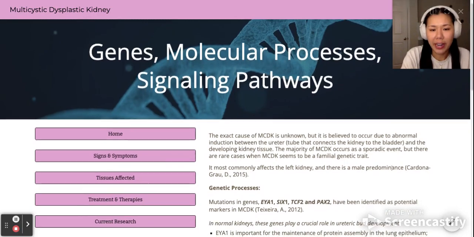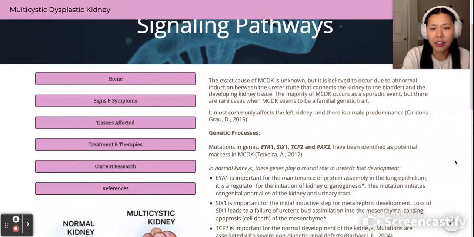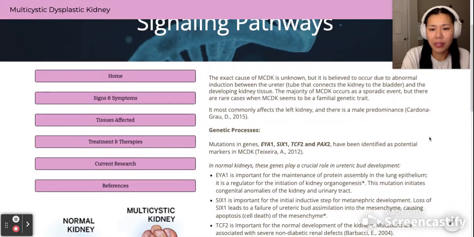So more into the genetics. While the exact cause of this is unknown, it is believed to occur due to abnormal induction between the ureter and the developing kidney tissue. So basically, dysfunction between that tube that connects the kidney to the bladder, leading to an inability to drain urine. Most commonly affects the left kidney and also male predominance.